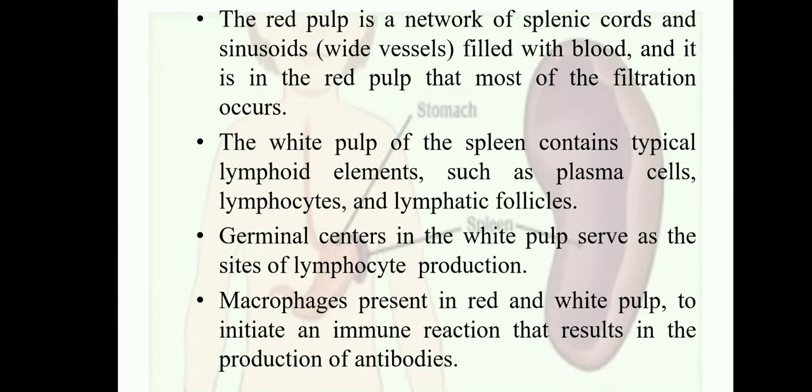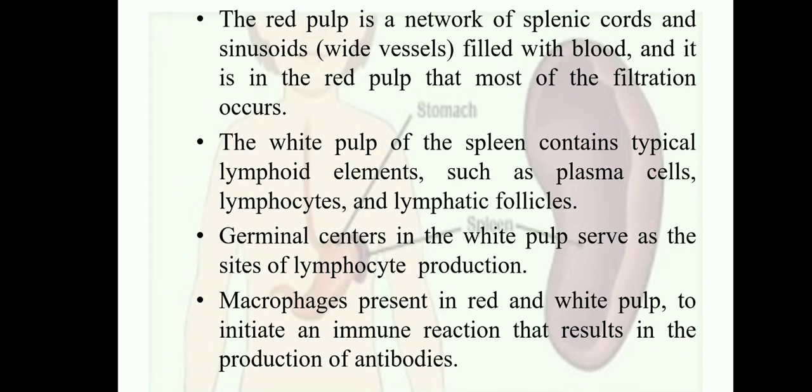Now the red pulp is a network of splenic cords and the sinusoids. The sinusoids are nothing but wide vessels which are filled with blood, and it is within the red pulp that most of the filtration occurs. Means these are the sites where the blood is filtered.